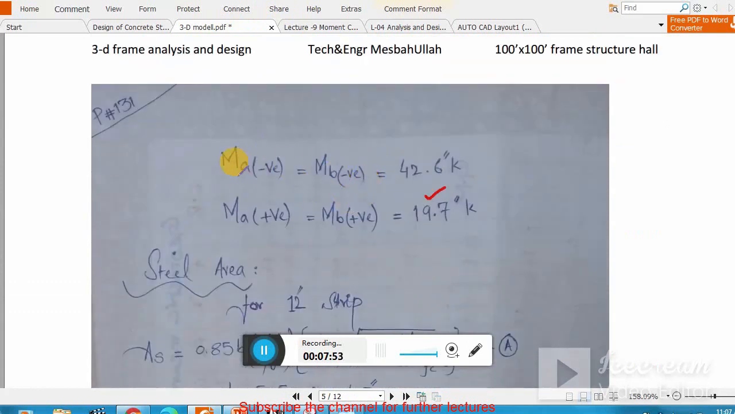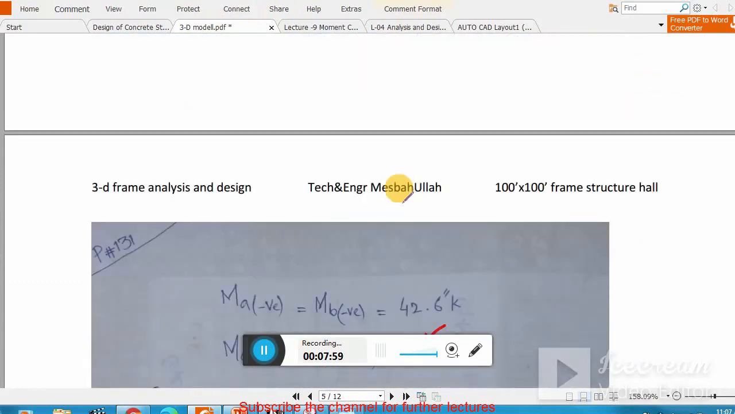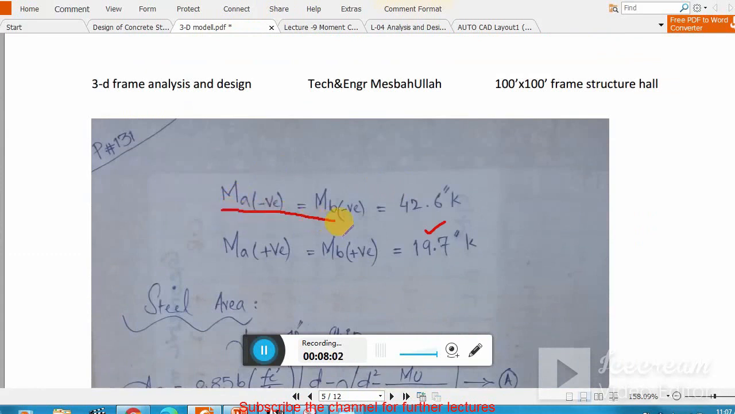I already did this calculation. Remember that panel C is basically a square panel. So that's why MA negative and MB negative moments will be the same, and MA positive and MB positive moments will be the same. Remember, this point is very important: when the panels are the same, the moments are the same, both in shorter direction as well as in longer direction.